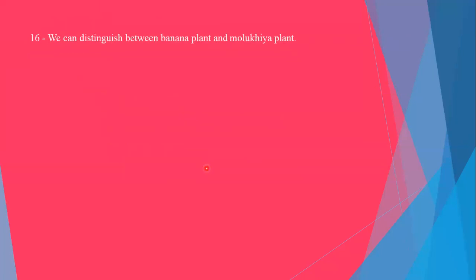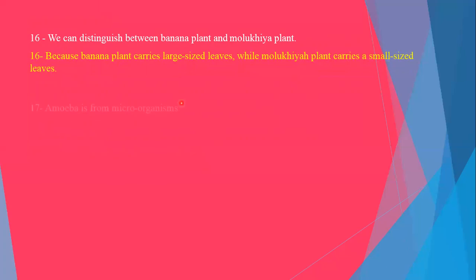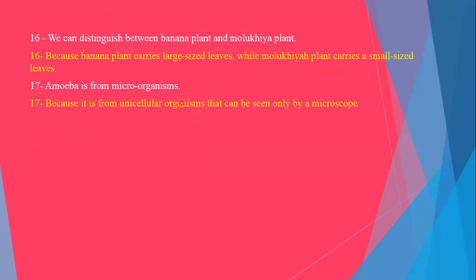Number 16, we can distinguish between banana plant and ملوخية plant. دي خدناها لسه من شوية في الكومبليت. قلنا إن البنانا have large sized leaves while ملوخية carry small sized leaves. Amoeba is from microorganisms. احنا نعرف منين انه microorganism سواء amoeba, euglena or paramecium. They are unicellular, cannot be seen by naked eyes, seen under microscope only.